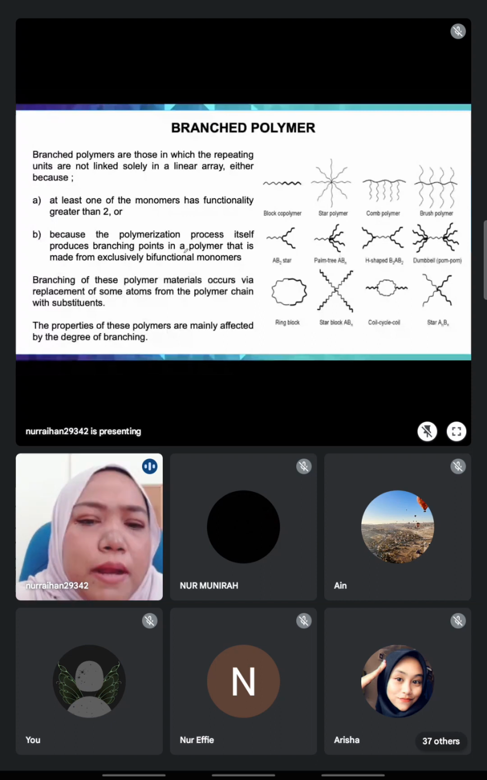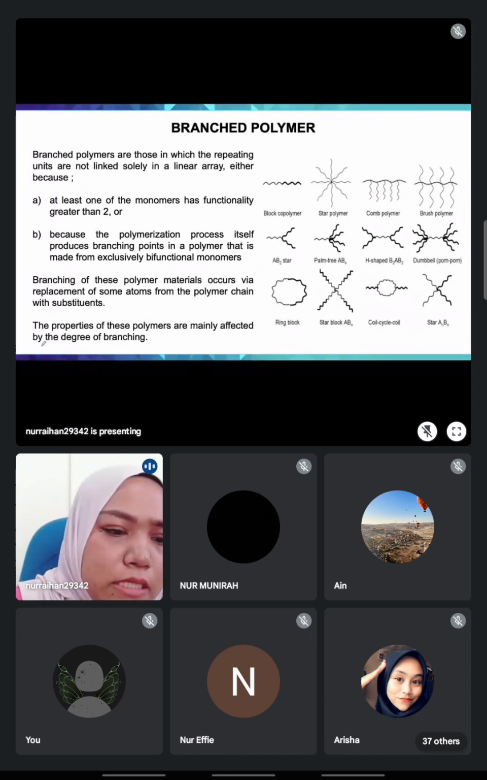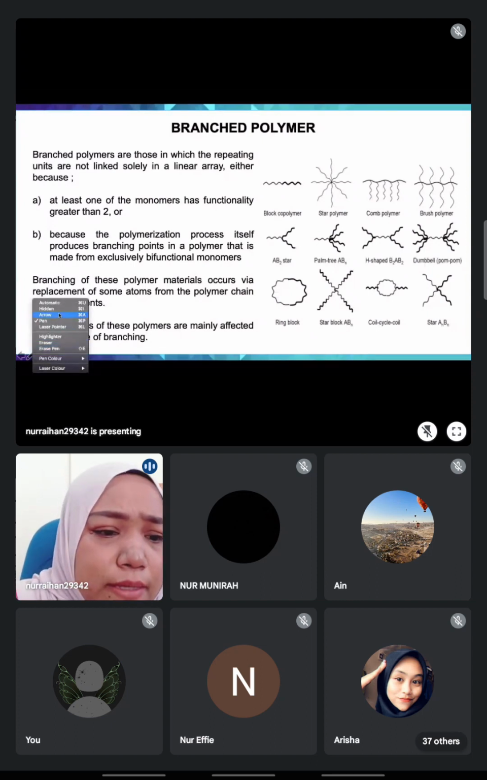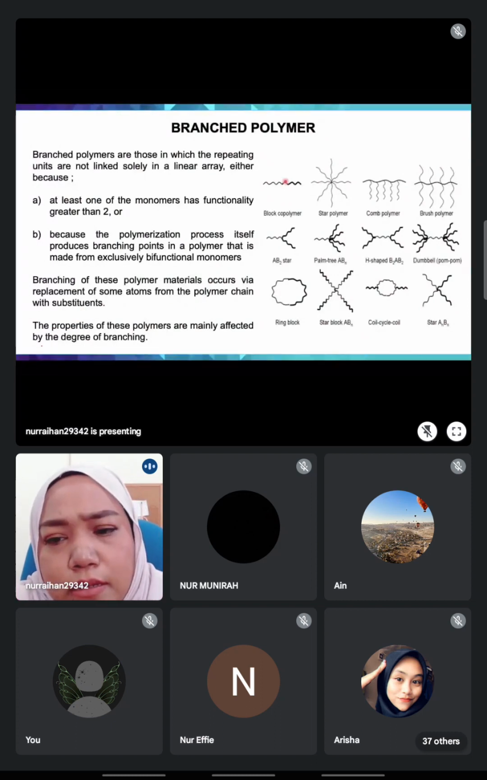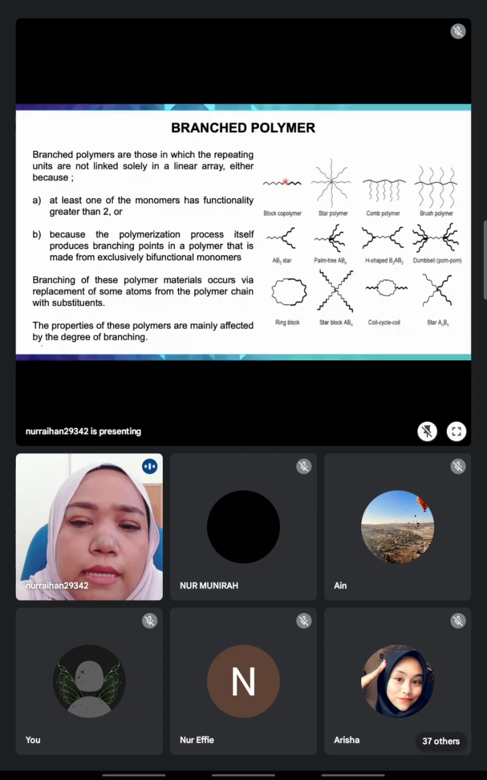So in the branching, it occurs via the replacement of some atom from the polymer chain with the substituent. Contohnya macam kita ada CH3 dan sebagainya. So they can produce a slightly branching. Okay, so in polymer, kita ada simple branching and also the branching that is considered as dense.